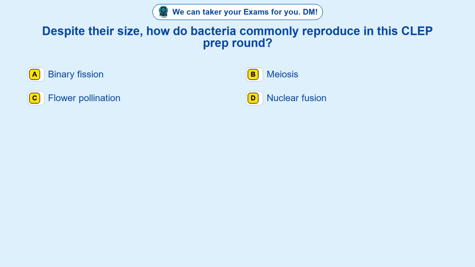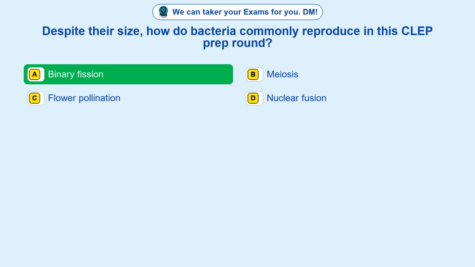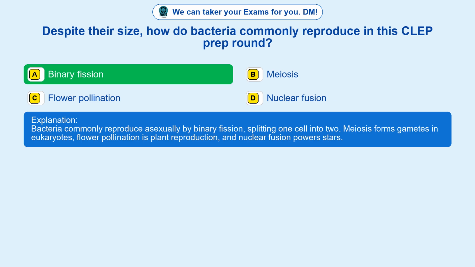Question 25. Despite their size, how do bacteria commonly reproduce in the CLEP prep round? Option A, binary fission. Option B, meiosis. Option C, flower pollination. Option D, nuclear fusion. The correct answer is option A, binary fission. Bacteria commonly reproduce asexually by binary fission, splitting one cell into 2. Meiosis forms gametes in eukaryotes, flower pollination is plant reproduction, and nuclear fusion powers stars.